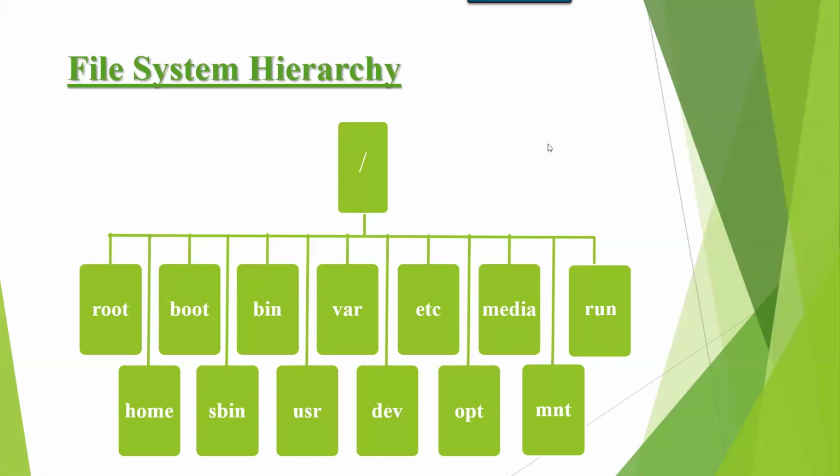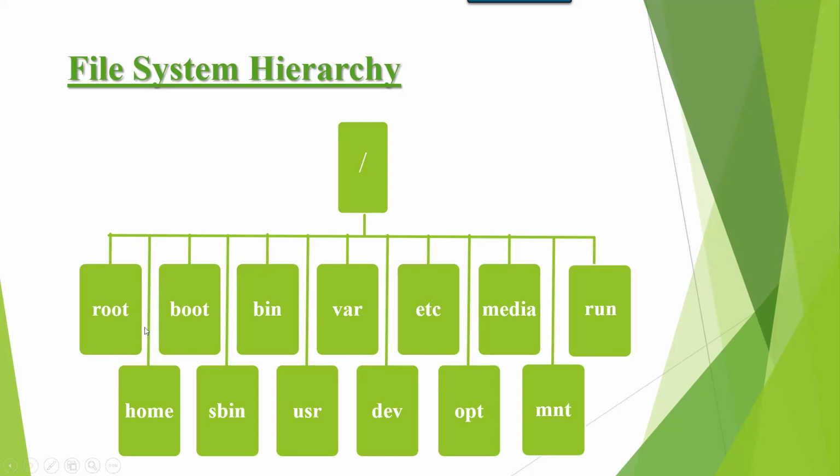So what is the first one? Forward slash. Forward slash is the parent directory or top level directory in Linux. Under forward slash, we have subdirectories. This forward slash is similar to the C drive in Windows. I'm repeating: the first directory is forward slash, the parent directory or root level directory. So it is similar to the C drive in Windows.